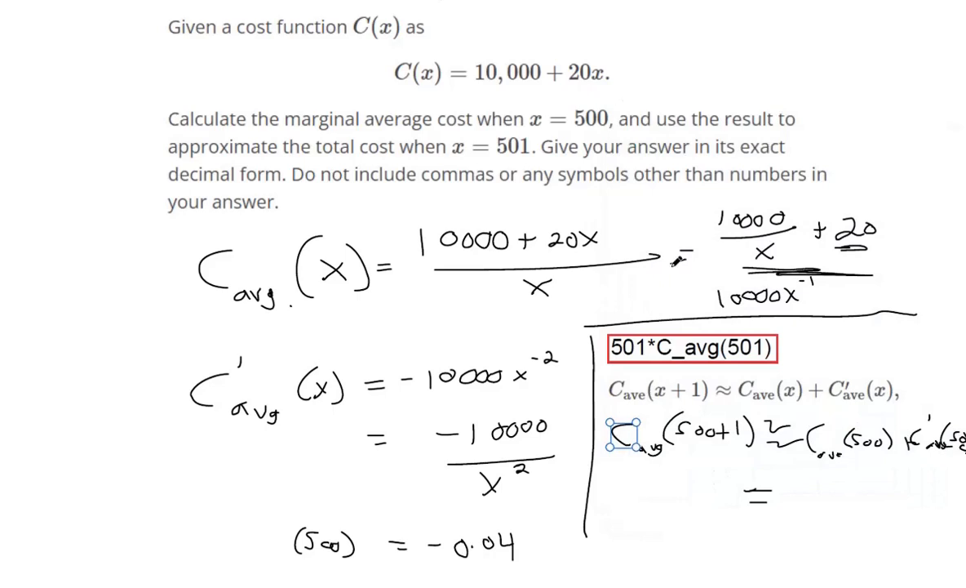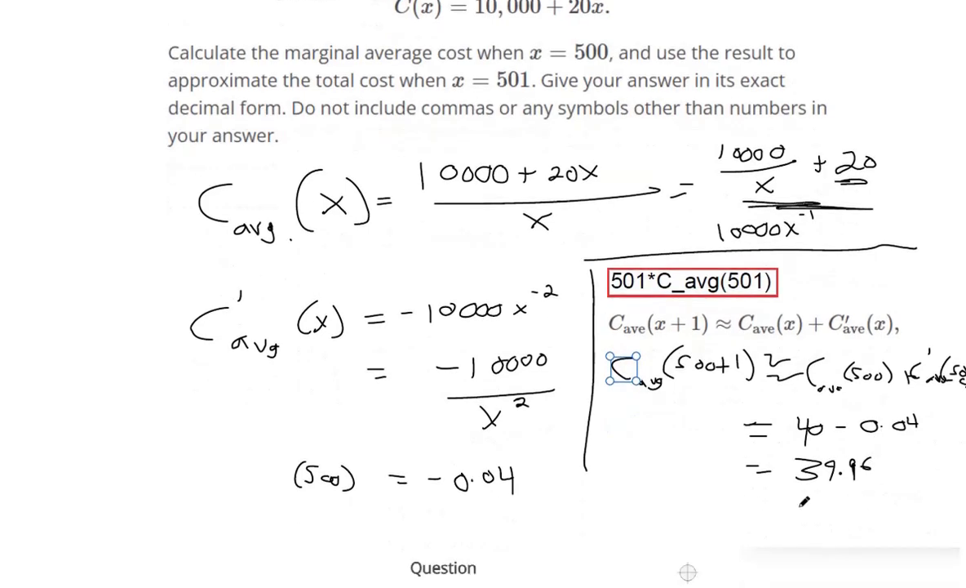So we get 40. If you plug 500 into the average function, you should get 40 here. And this part, the marginal cost at 500, we just calculate that as negative 0.04. So that's 39.96. That's the average cost, and now we can compute the average cost for 501 units. You just want to multiply it times 3.